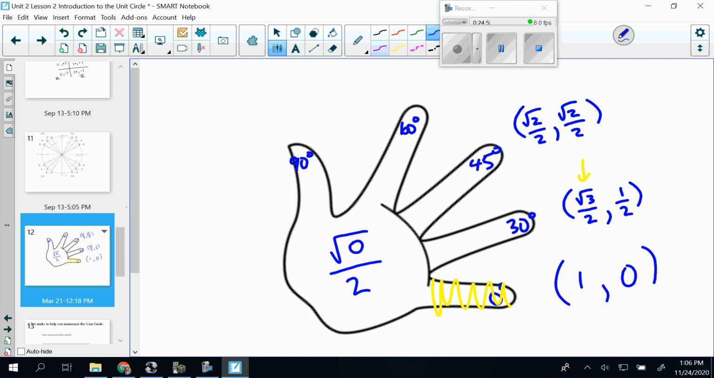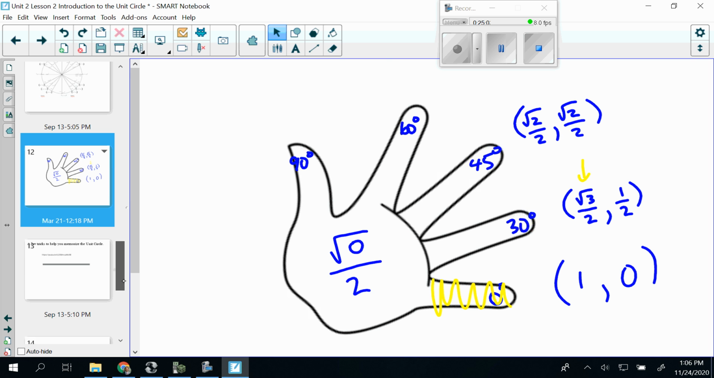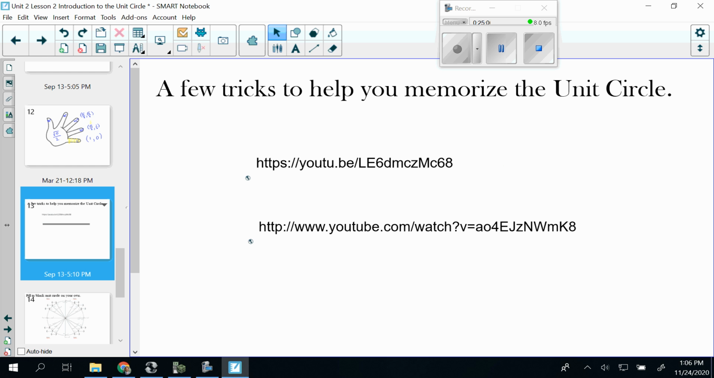So this is a nice little trick if you want to use it to help you figure out those ordered pairs a little bit quicker. That's a nice method of doing that. Here are some links if you want to watch some more videos on that little hand trick.